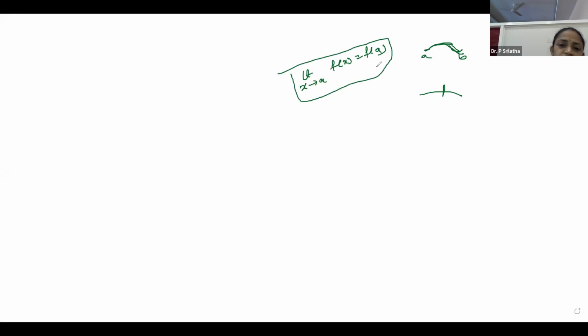So this is called a continuous function. What is the meaning of these two? This is our limit value and this is our functional value. If the limit value is equal to the functional value, then we can say that it is a continuous function.